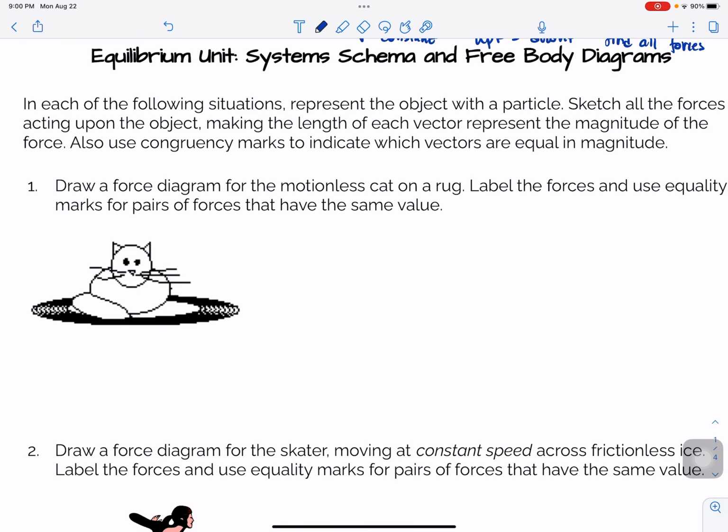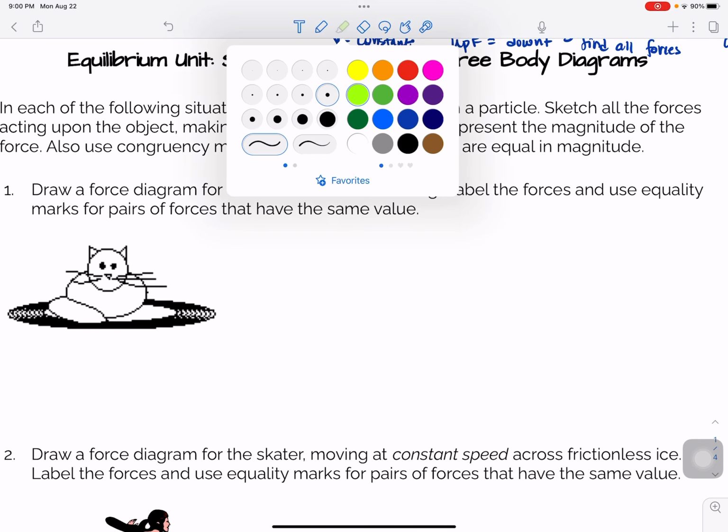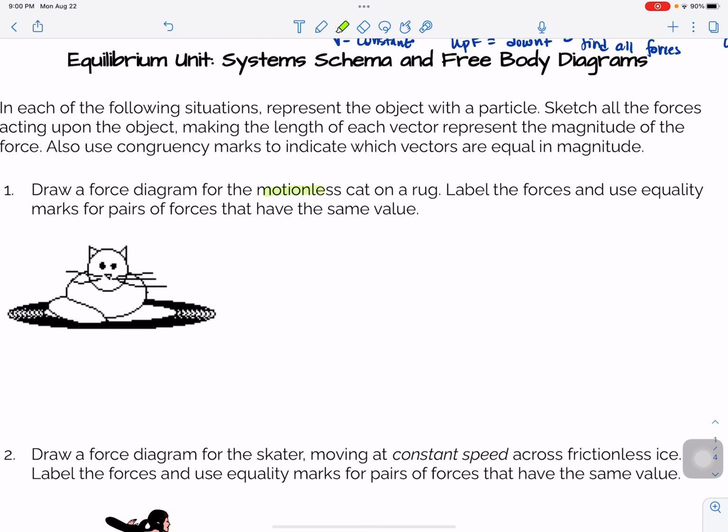So draw a force diagram for the motionless cat on a rug. And right here, we're going to notice that the cat is motionless, and so that tells us that we are in equilibrium. And so we need to make sure that forces balance. So we're going to label the forces and use equality marks for pairs of forces that have the same value. Now, I know the instructions are not written on here. I told you verbally. I keep forgetting to put them in year after year.